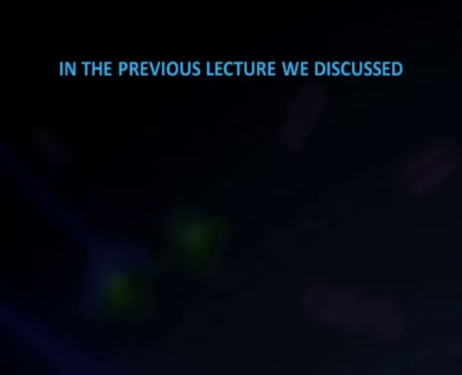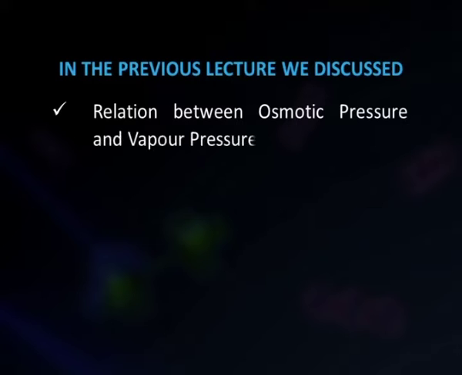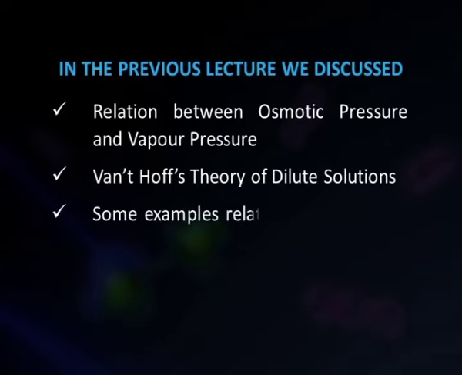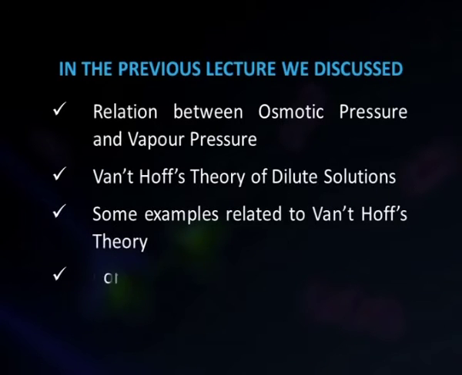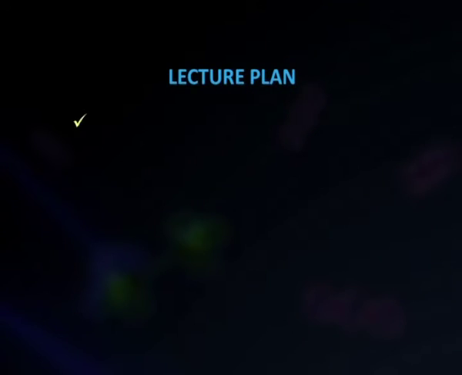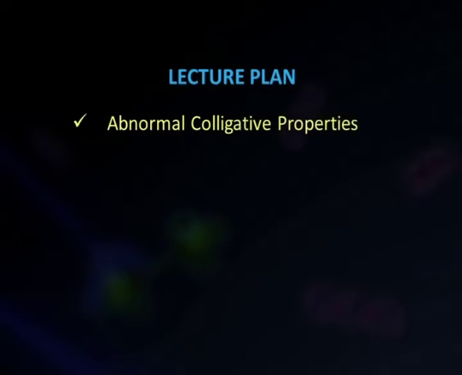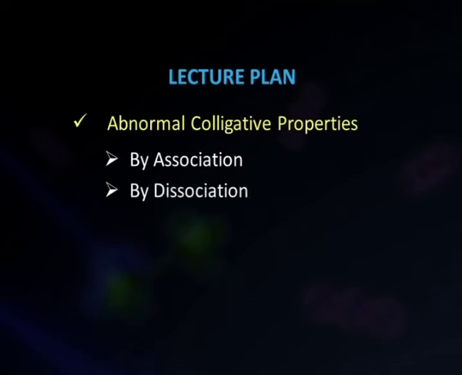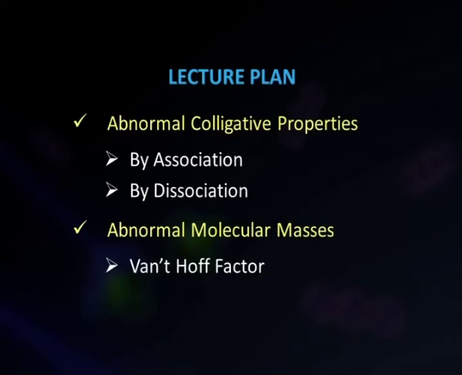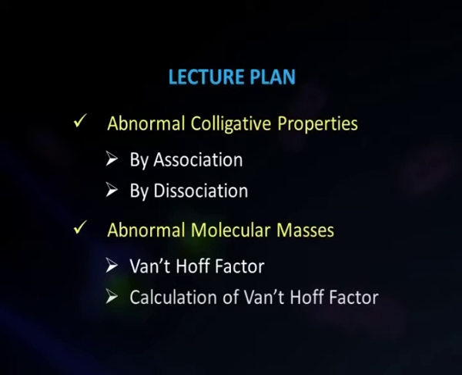In the previous lecture, we discussed the relationship between osmotic pressure and vapor pressure, van 't Hoff's theory of dilute solutions, some examples related to van 't Hoff's theory, and the concept of activity and activity coefficient. In continuation, today we are going to discuss abnormal colligative properties by association and dissociation, abnormal molecular masses, again by association and dissociation, van 't Hoff factor and calculation of van 't Hoff factor.